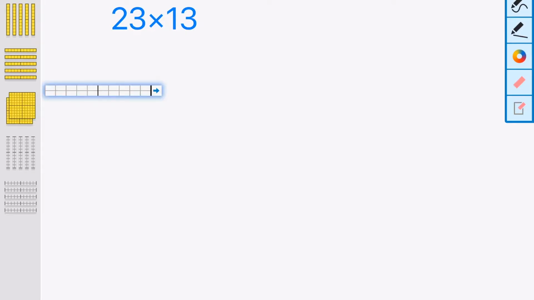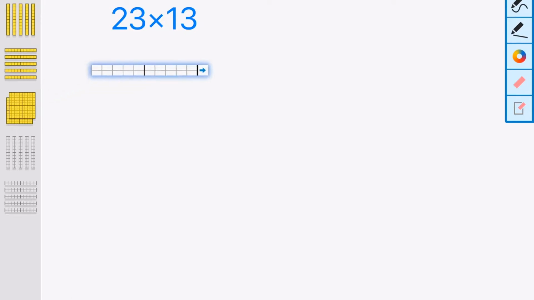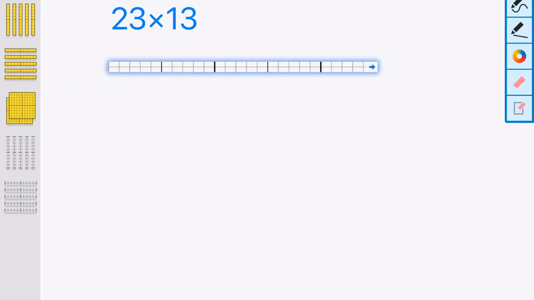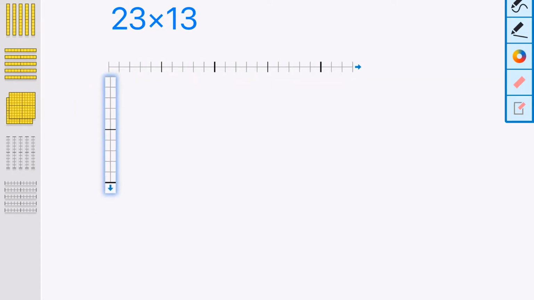In this case, we're doing 23 times 13. So we want to measure out 23 and 13. After we have those measured out, we want to think about what pieces we can use to find the total area of this area model or this array. We can think about this in parts.